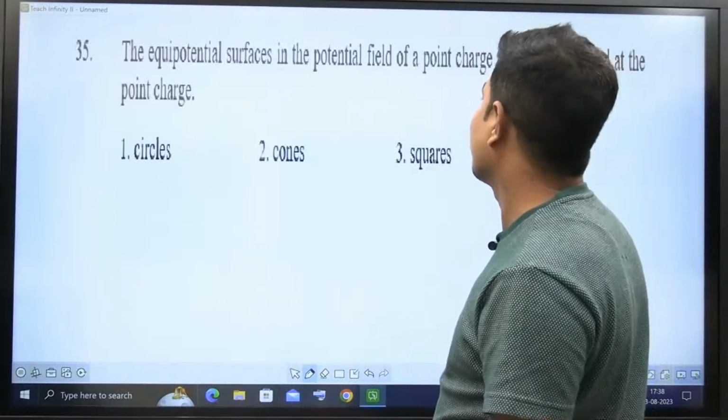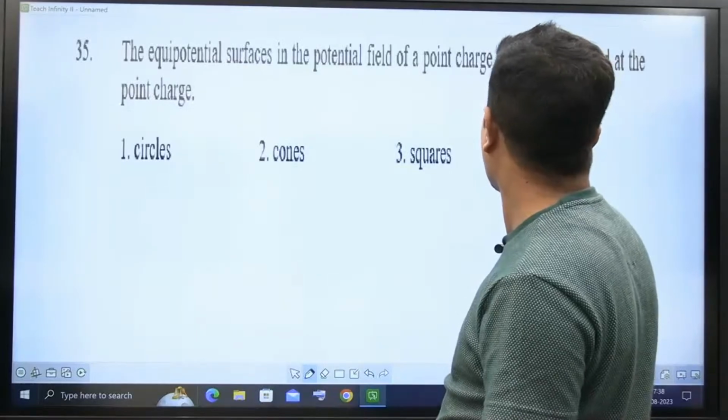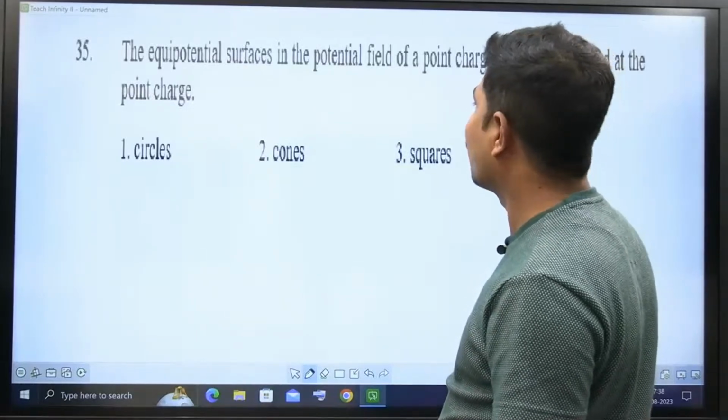The equipotential surfaces in the potential field of a point charge are dash centered at the point charge.